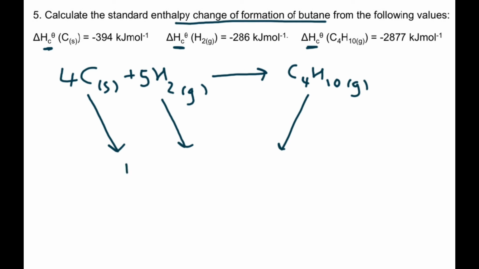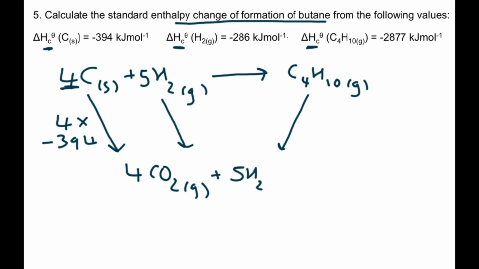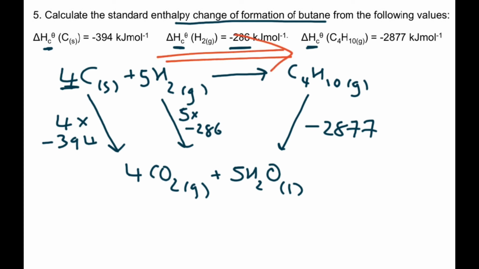When you combust carbon, you're going to make carbon dioxide, and there's 4 carbons, so don't forget to go 4 times minus 394. When you combust hydrogen, you're going to make water, and there are 5 hydrogens, so don't forget to go 5 times the hydrogen, which is minus 286. And then you combust butane, and that's got a value of minus 2877. And that is your enthalpy cycle. We're now going to apply Hess's law. That is equivalent to starting here, going down, going up, and that will give us the answer.